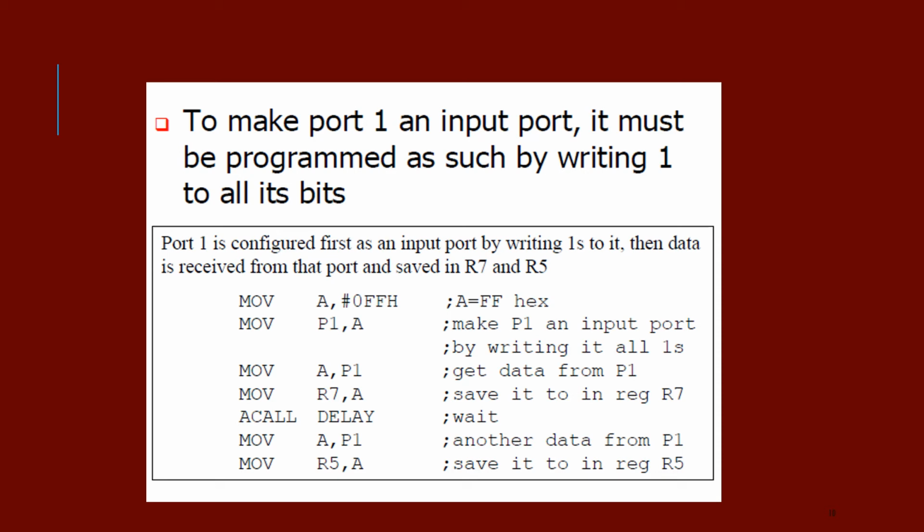Now from P1 we are supposed to get data. So the instruction is MOV A, P1, MOV R7, A, meaning whatever is in the accumulator now is copied into the R7 register. Call delay, next time MOV A, P1, MOV R5, A. Not a very particular application or task we are doing here. It's a small thing, I am just illustrating how to write the instructions while ports are involved in the program, how to take the input, how to transmit something from the port, that is input output operation.